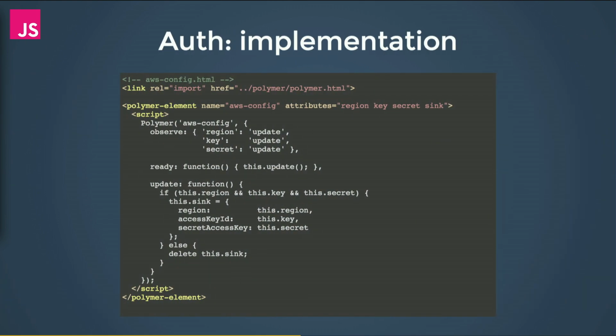If we go to the implementation, it looks very similar to what we did earlier. We load in Polymer, then we say I've got a new element called AWS config with 4 attributes, and then I declare how this element works. I'm observing the first 3 attributes, the 3 inputs, and whenever any of them changes, I'm going to update. I'm also going to update when the element is ready, which means it's been put in the page. So what does update do? It just checks that the 3 inputs are there, and if they are, we create a new object and assign it to the sync property, which will set it to this variable that we data bound. Great.